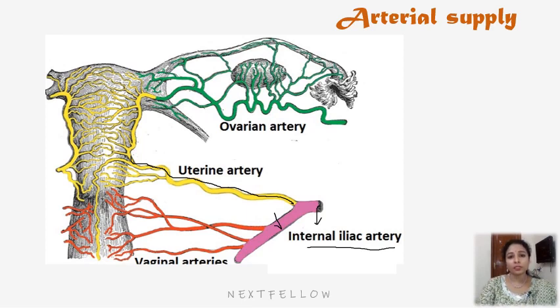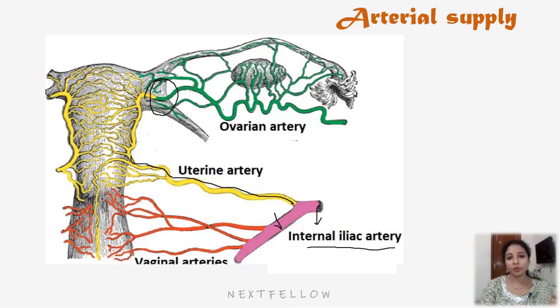Then it ascends along the lateral side of the uterus, and as it reaches the superolateral angle of the uterus, it turns laterally and crosses the uterine tube and anastomoses with the ovarian artery. So we can see the anastomosis between the uterine artery and the ovarian artery.